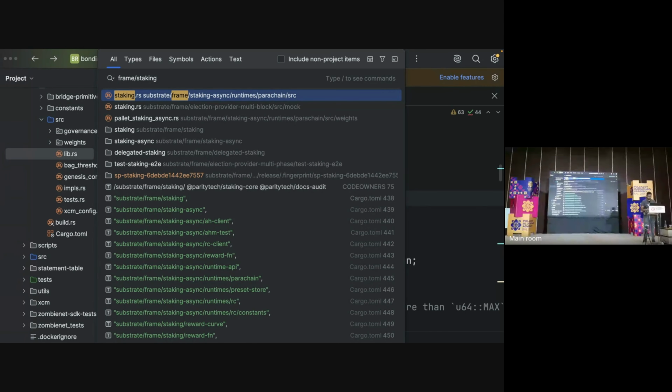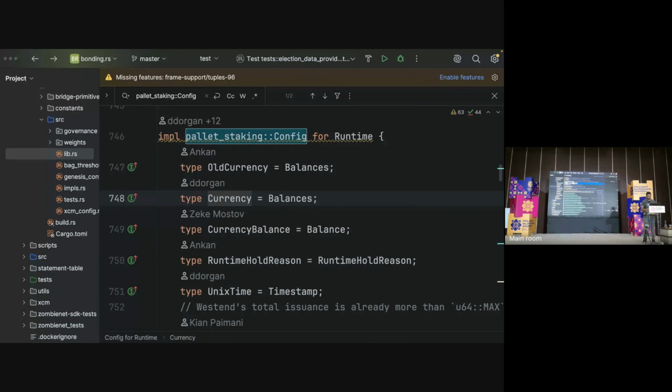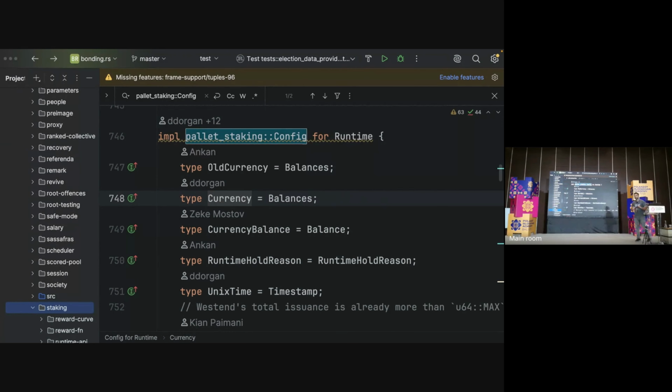Is fungible being used in production or just on the test net? Is the fungible palette being used in production or just in test net? Fungible is not a palette. It's a set of traits that's implemented by palette balances. It is in production as well, but it's mixed right now.